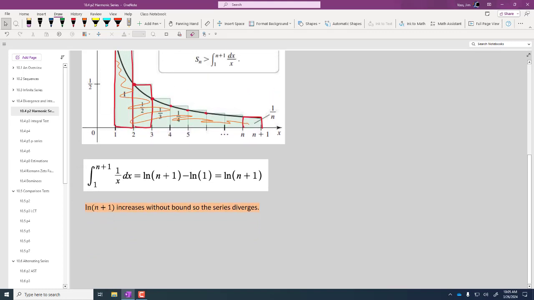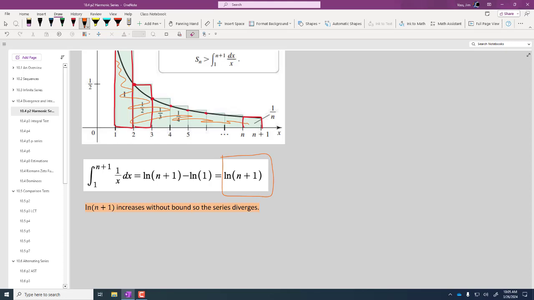So this integral from 1 to n plus 1 of 1 over x. That's a definite integral, and 1 over x is defined on that interval. That's going to be natural log of the upper limit minus natural log of the lower limit, which means the integral from 1 to n plus 1 has this value right there.